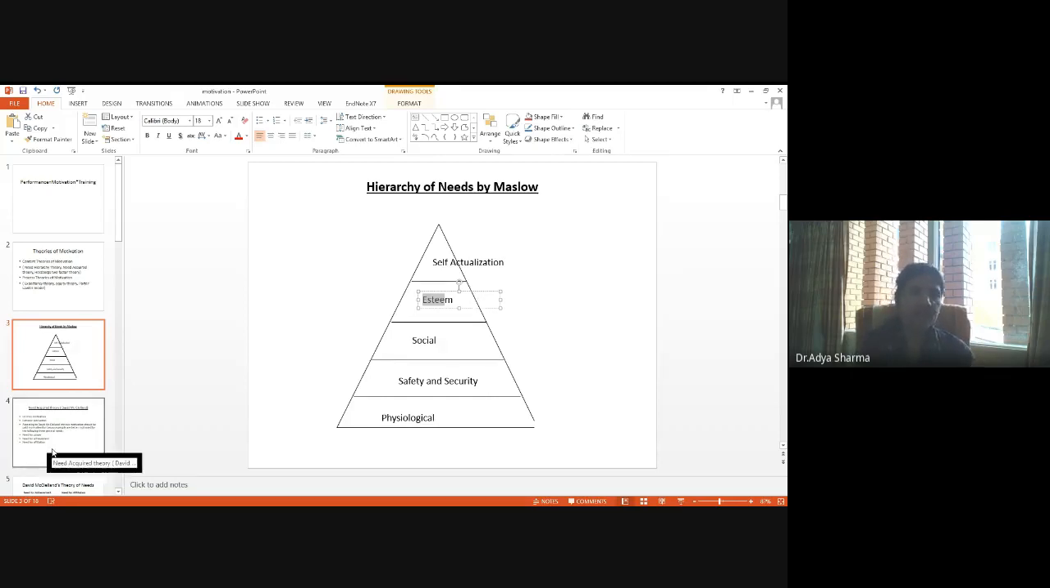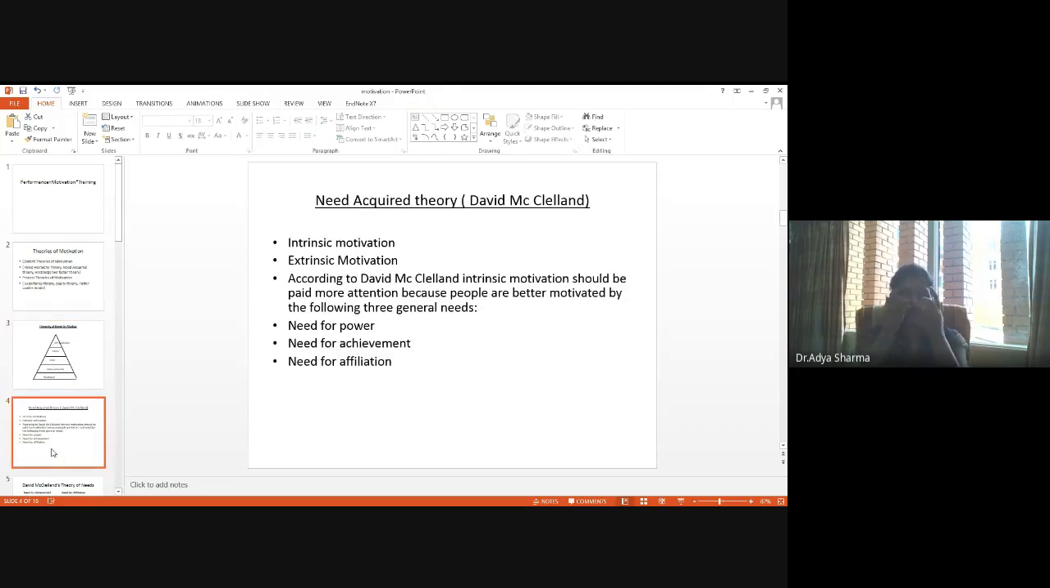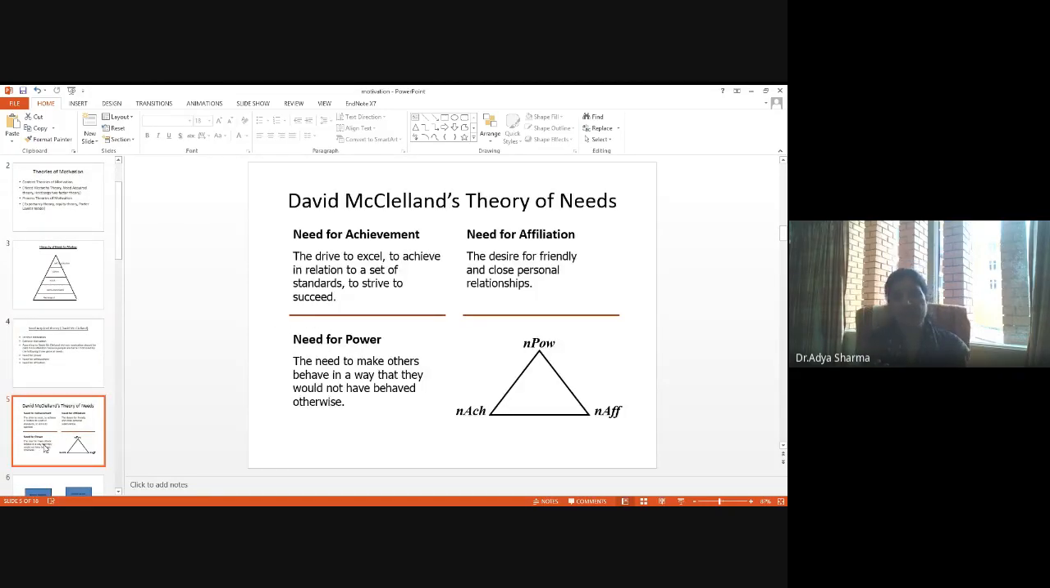On the other hand, there's another theory, which is the need acquired theory, a beautiful theory, which says that all of us have three different kinds of needs in us, all of us. And this doesn't mean that we have 33%, 33%, and 33%. No, someone may have 60, 20, 20, someone may have 70, 10, 20, or whatever. And what are those three needs? These are the need for achievement, need for affiliation, and need for power.